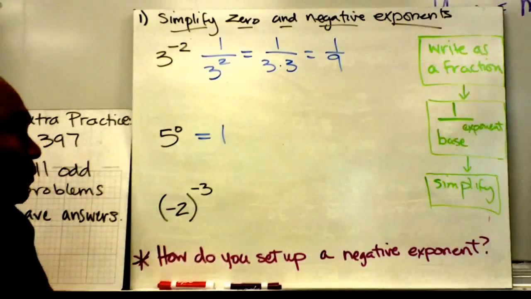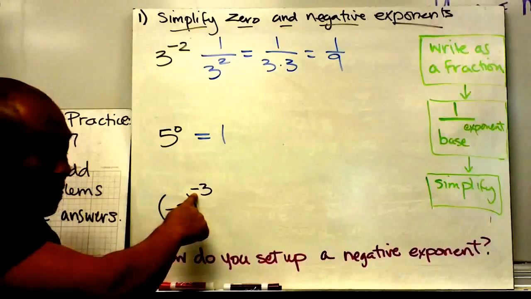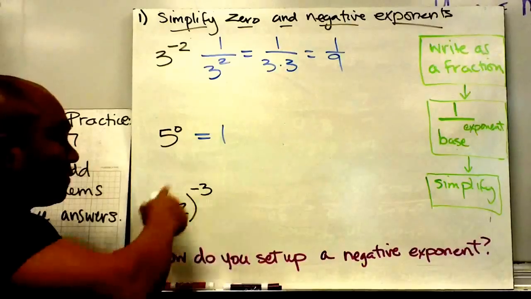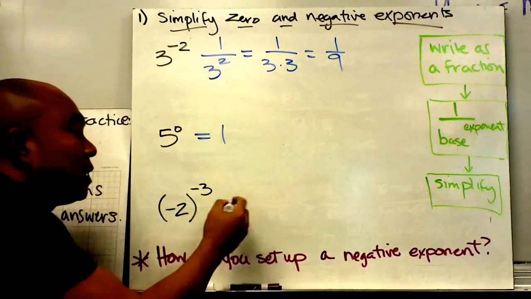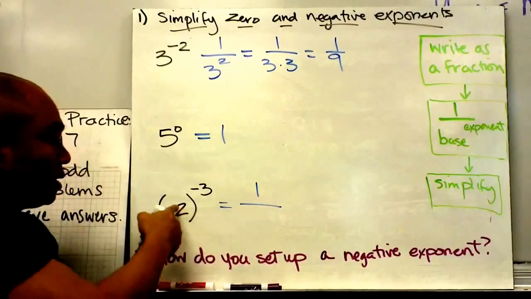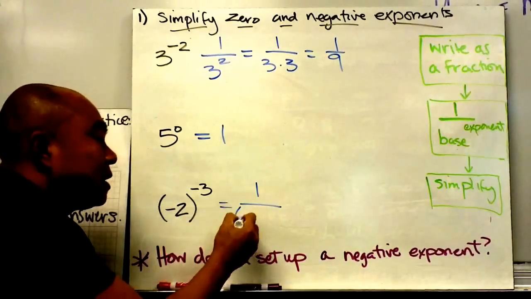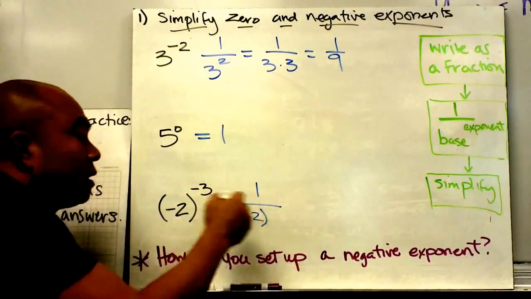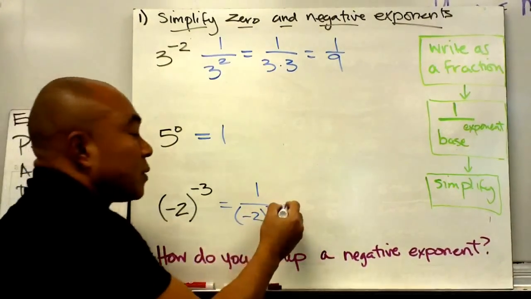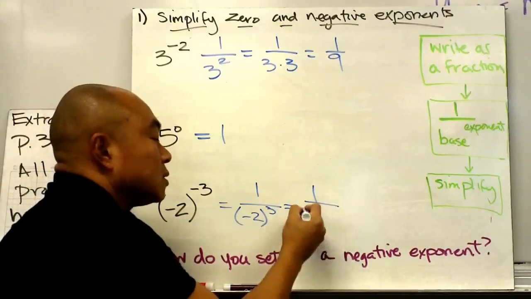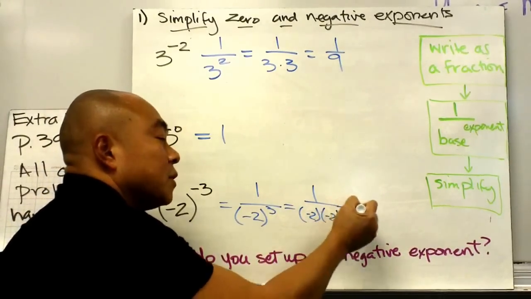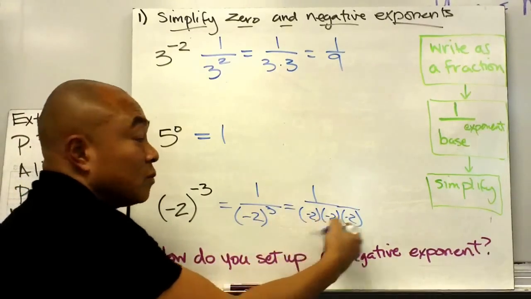Alright, let's work on this one. If you notice, there's a negative here, and we're only concentrating on that negative exponent. Since it's negative 3, we automatically know that it's going to be a fraction. Here's your 1, and you take the same exact base and put that exponent there without the negative. So let's rewrite it. You now have 1 over negative 2, negative 2, negative 2, 3 times, because that's what it's telling me to do.